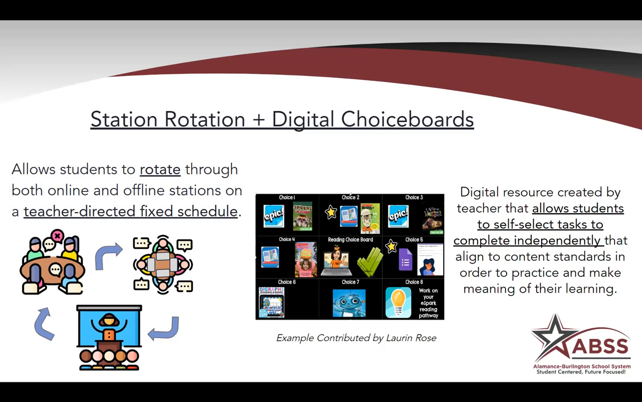Station rotation is one of the more known and implemented blended learning models. Station rotation allows students to rotate through both online and offline stations on a teacher-directed fixed schedule. Students may be rotating in teams or groups to complete online and offline tasks, while the teacher facilitates instruction with a small group of students simultaneously. Because the teacher directs the station schedule with this model, it is best coupled with digital choice boards. Choice boards allow students to self-select tasks to complete independently.